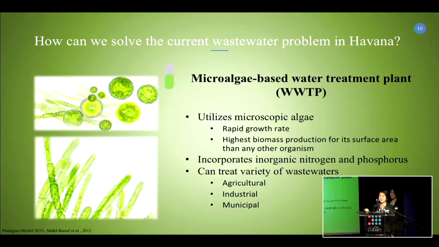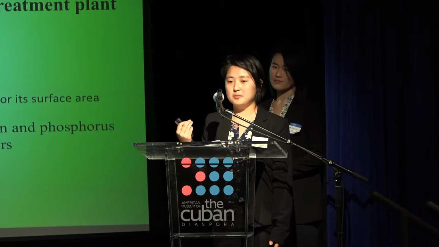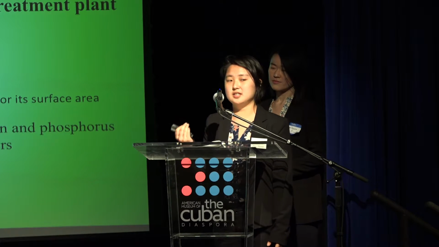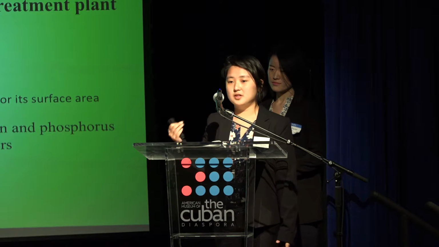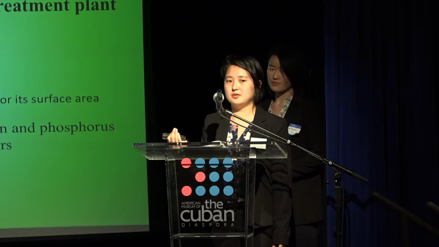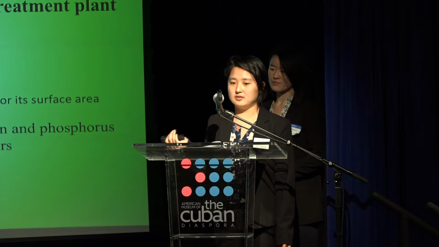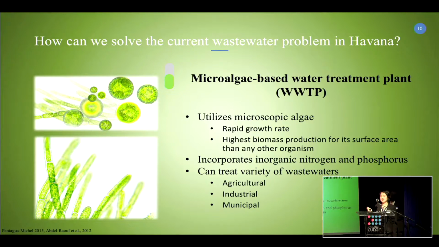And because they produce biomass using photosynthesis, they can incorporate important nutrients such as inorganic phosphorus and nitrogen into their biomass to reduce the amount of nutrients in the effluent of the wastewater, which would cause eutrophication in the receiving waters. And because they can incorporate inorganic nitrogen, phosphorus, and even heavy metals, this can be used to treat industrial, agricultural, and municipal wastewaters.